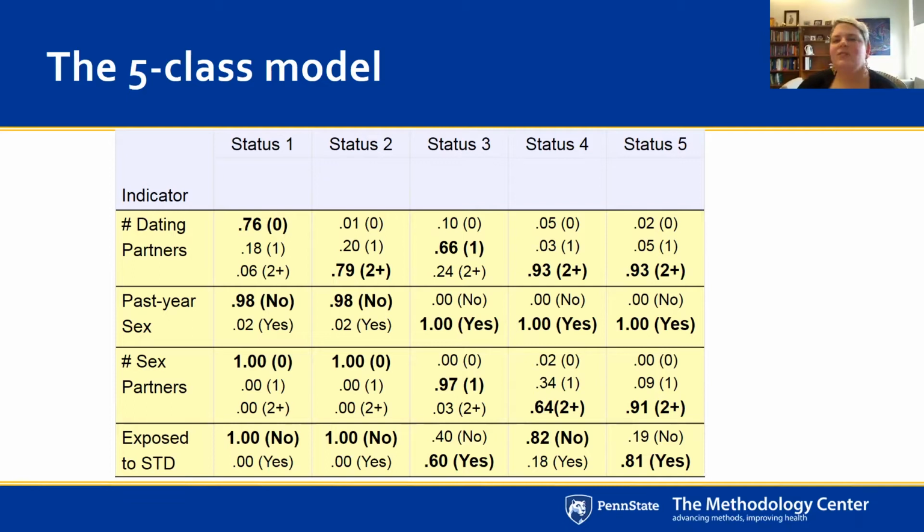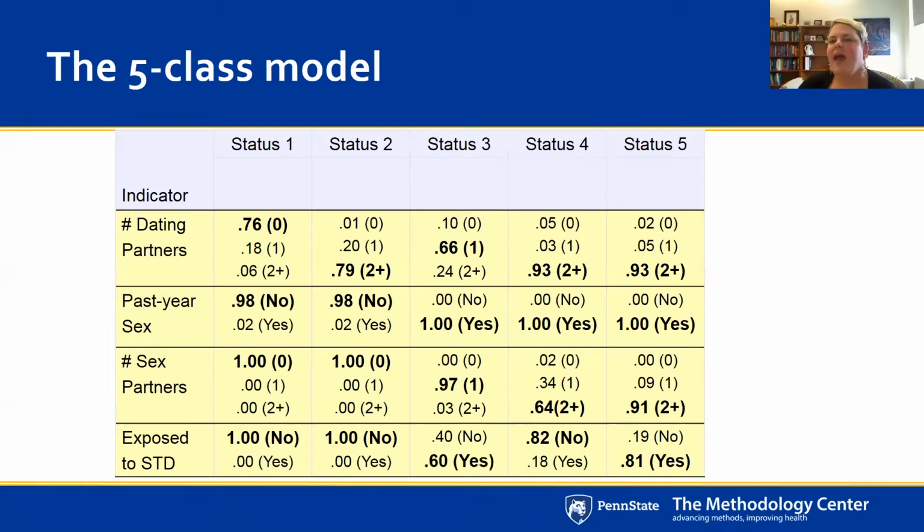So status 1, you can see that they had elevated probabilities of reporting 0 dating partners, no past year sex, no past year sex partners, and no exposure to STI. In latent status 2, what you see is that they had elevated probabilities of having 2 or more dating partners, but no past year sex, no partners, and then of course no exposure.